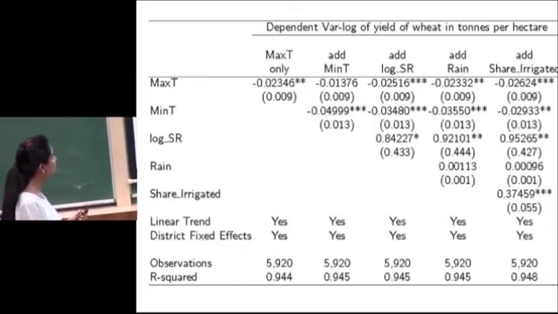Here we just see the effect of adding in variables one by one. So in column 1 you have maximum temperature only. You add minimum temperature, the effect stands reduced. But the important point to note is that if you omit solar radiation, then the coefficient of maximum temperature is almost reduced by half. So by omitting solar radiation, you are underestimating the effect of maximum temperature.